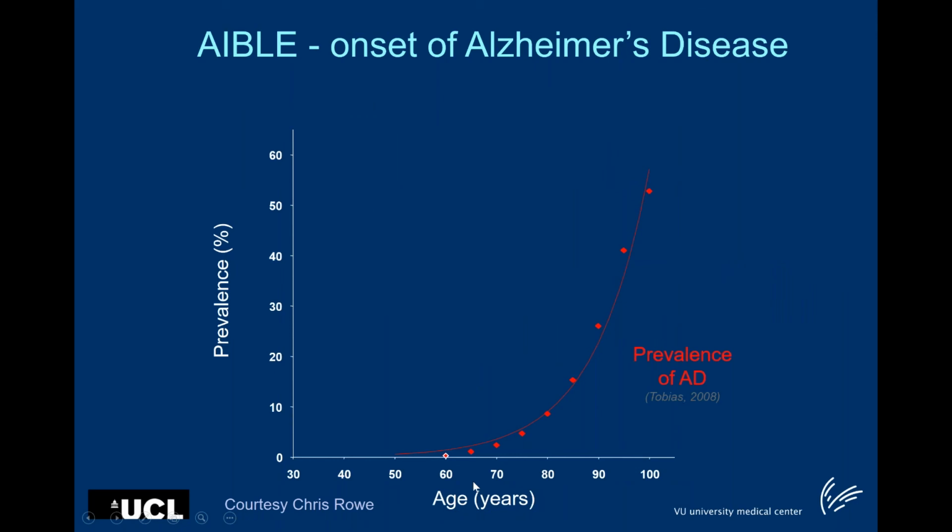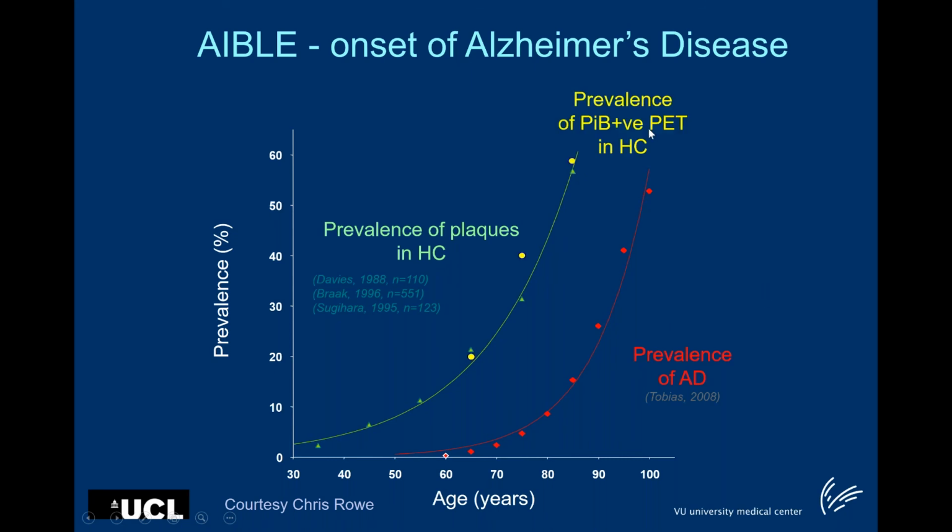So if you plot, and this is a slide from Chris Rowe from the AIBL study, the prevalence of AD, it increases exponentially with age, clinically. This is clinical AD. If you look at autopsy studies about findings indicative of Alzheimer's disease, plaques in healthy elderly populations who come to autopsy, you can see that there's also an increase, but it occurs much earlier than the clinical disease.